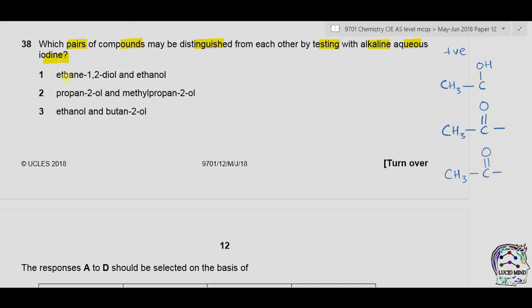Let's look into the options. In 1 we have ethane 1,2-diol. Let's draw. We have two carbon atoms as it is ethane. On the first carbon and second carbon we have alcohol groups. Second is ethanol.